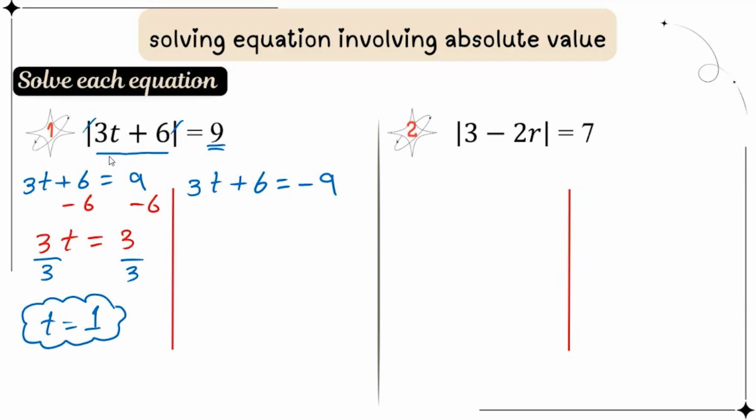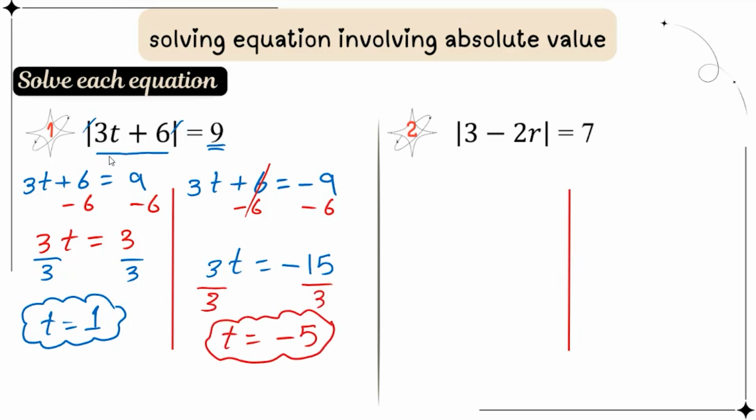3t plus 6 equals -9. We do minus 6 to cancel plus 6. Now we have 3t equals -9 minus 6, which will be -15. Now divide by 3, divide by 3, then t equals -5. Then the solution for absolute value of 3t plus 6 equals 9 will be t equals 1 and t equals -5.